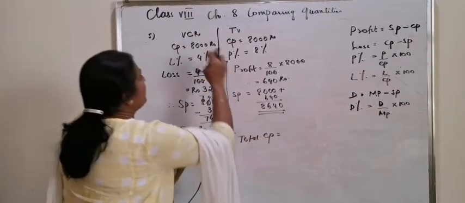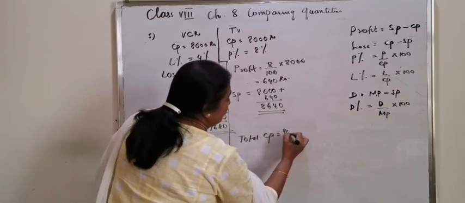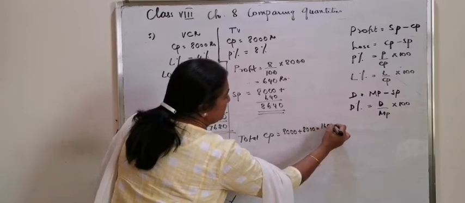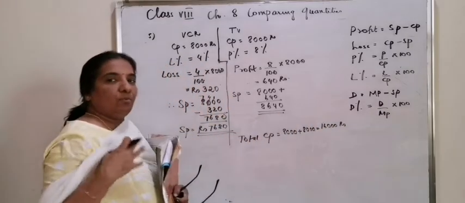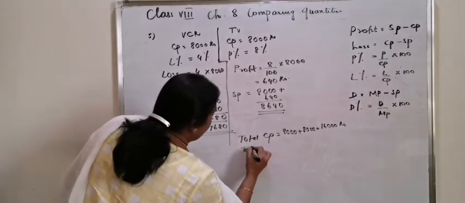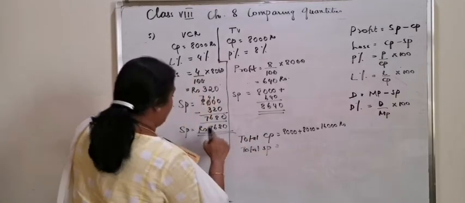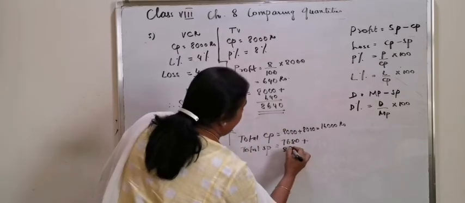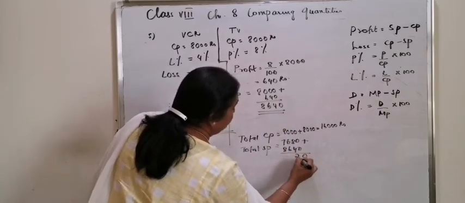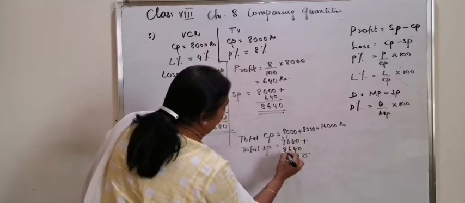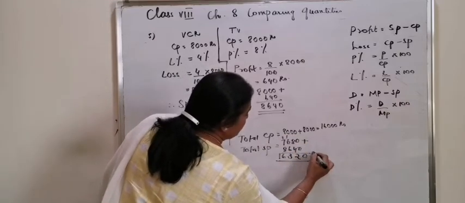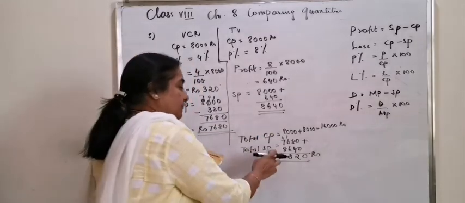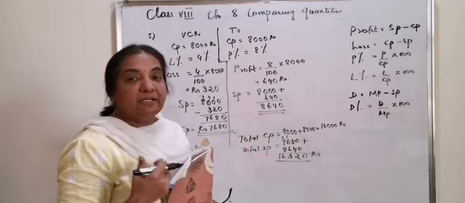Now, to calculate the total gain or loss percent, what is the total cost price? The total cost price is 8,000 plus 8,000, which is equal to 16,000 rupees. What is the total selling price? It is equal to rupees 7,680 plus 8,640, that is rupees 16,320. And now from this we can make out that he had made a profit.